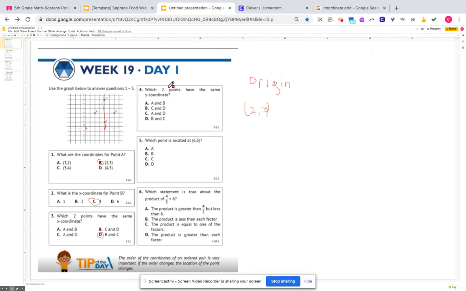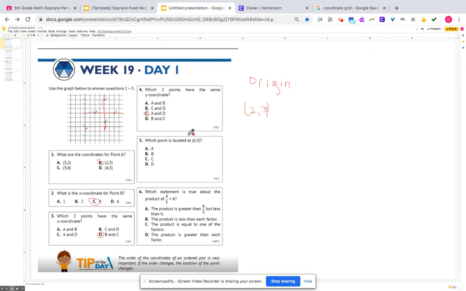Number 4. Which 2 points have the same y coordinate? So if we're looking for the y coordinate, going up our y-axis, and that's moving away from the x-axis. And we could see that points A and D are the same distance away from the x-axis. They both have the same y coordinate of 3. So that's A and D.